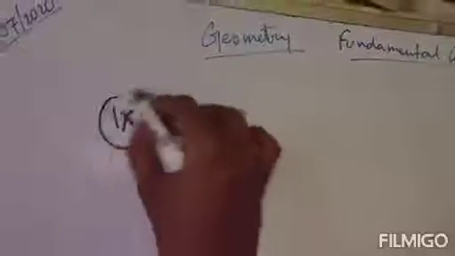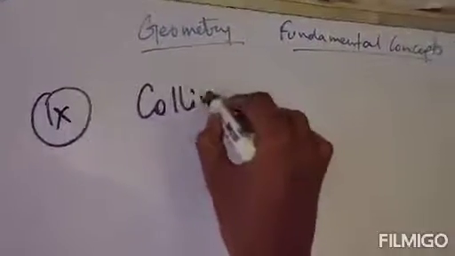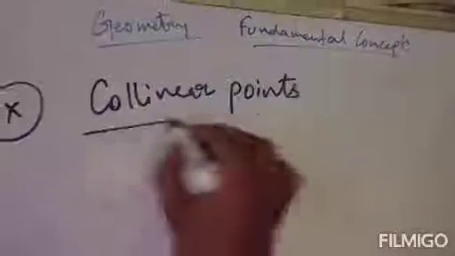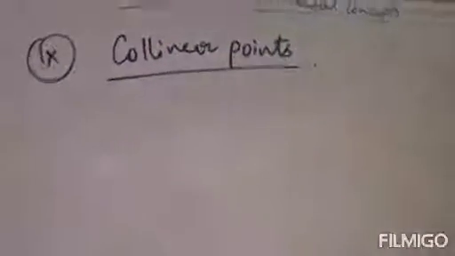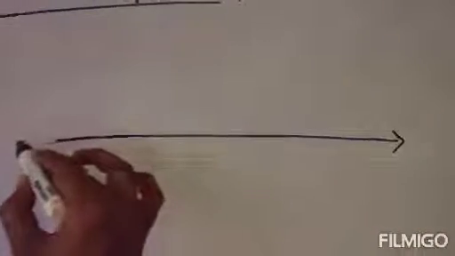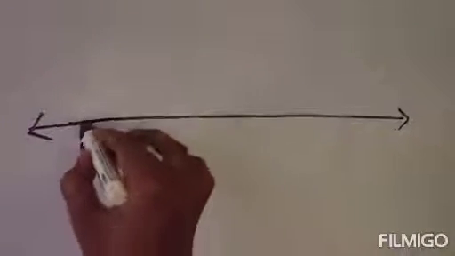Clear? Next, number 9 geometrical figure, that is collinear points. Collinear points. Now suppose this is a straight line. This is a point A.